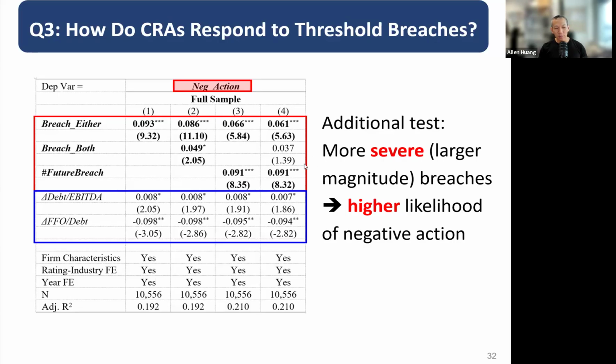We also try to look at the severity of the breach using whether they're breaching two thresholds in 1 year or just one of the thresholds. We find that when we don't include the future breach likelihood, breaching both has an additional effect on the penalty of negative rating actions compared to breaching one. But when we control for future breaches, then it doesn't matter as much. And if you look at the coefficients of the two variables here, future breaches are even more important than breaching in 1 year.